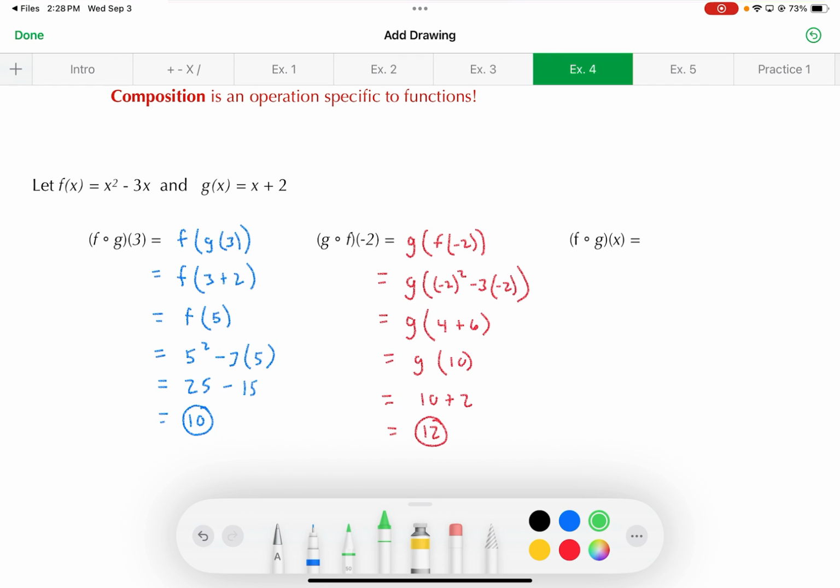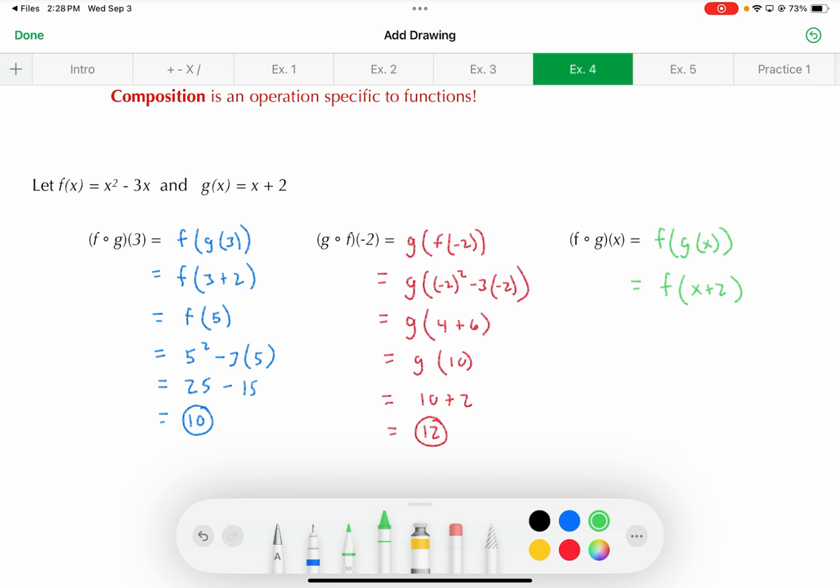right, and then lastly, what's f composed of g of x? Here, I'm trying to create a formula or an equation that can be used to find all values for f composed of g. Okay, so this is f of g of x. Now, g of x equals x plus 2, right?